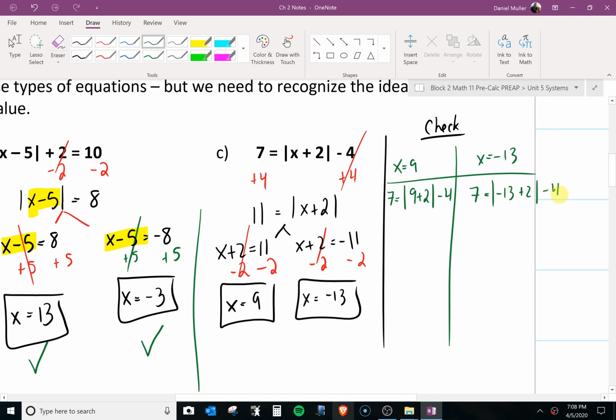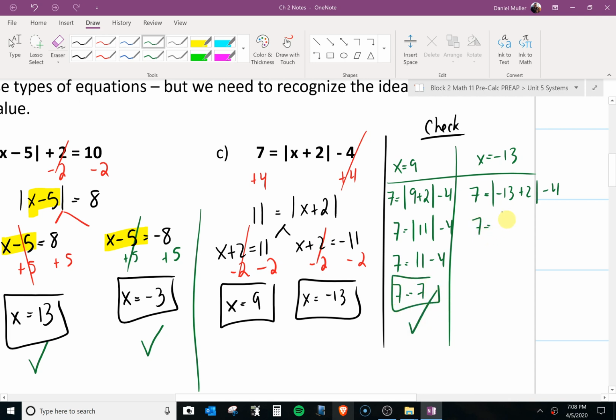Okay, let's just deal with the left side. 9 plus 2 is 11. So the absolute value of 11 minus 4. Now the absolute value of 11 is just 11, minus 4. And 11 minus 4 is 7. Okay, so that works. But will this one?